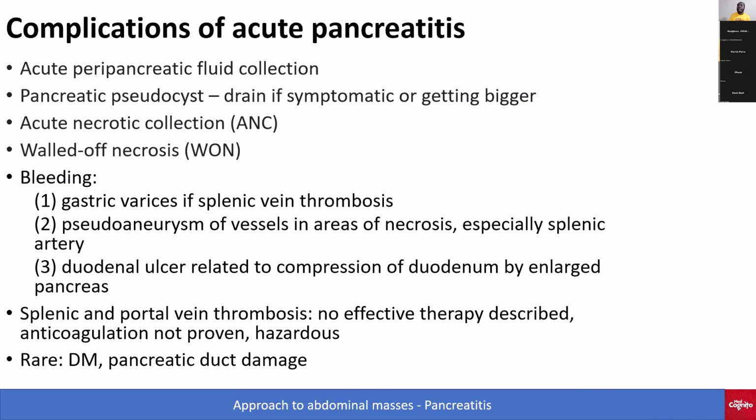No. The abdominal ultrasound is external. The endoscopic ultrasound goes in to do it. Oh, okay. Thank you. Sure.